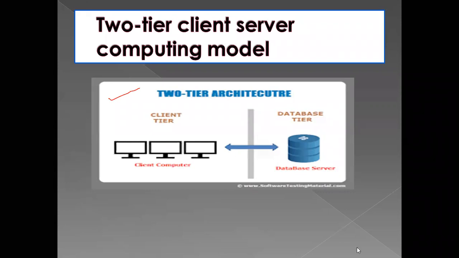Sir, in one-tier architecture, client and server are placed in a single place, in the same place. And in two-tier architecture, sir, client and the data server have been placed in different areas. And there is direct communication between client and server in two-tier architecture, but no intermediate connection between client and server. Good. Okay. Any more response?